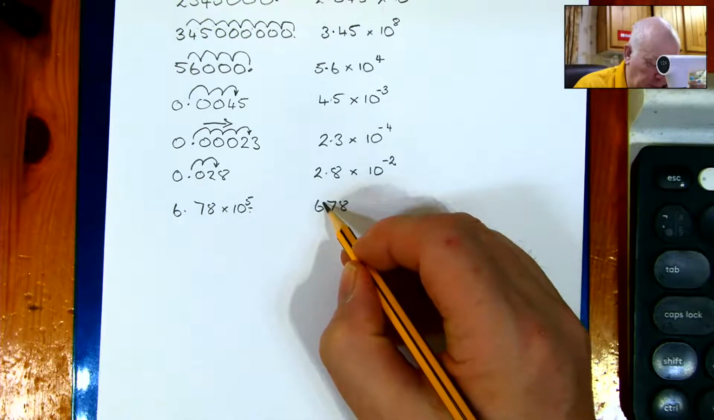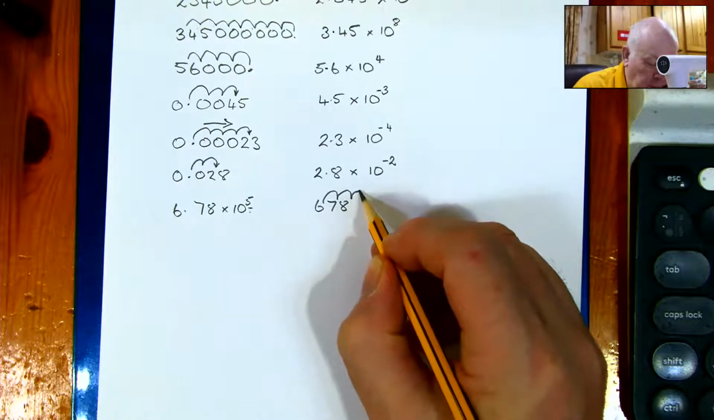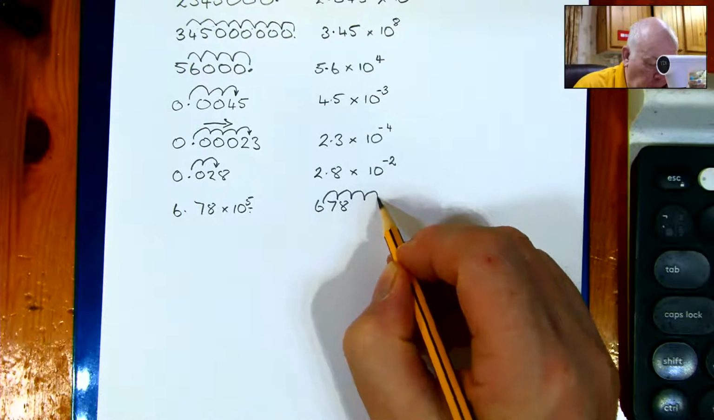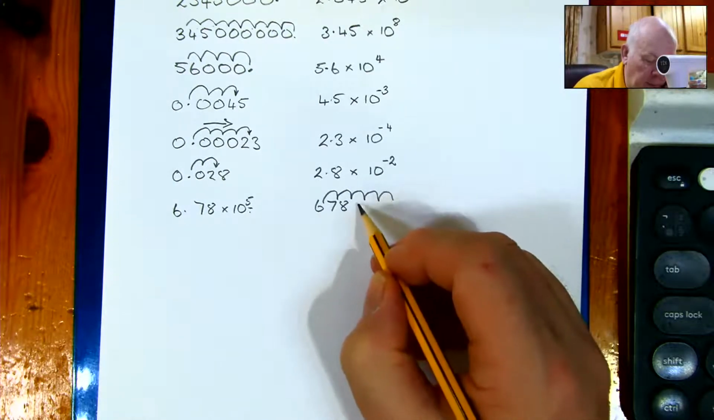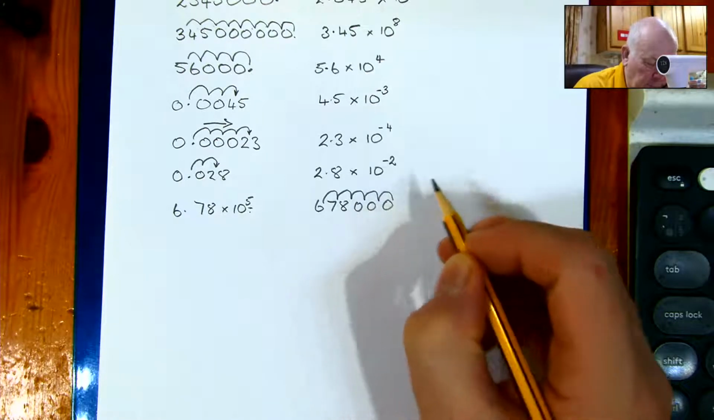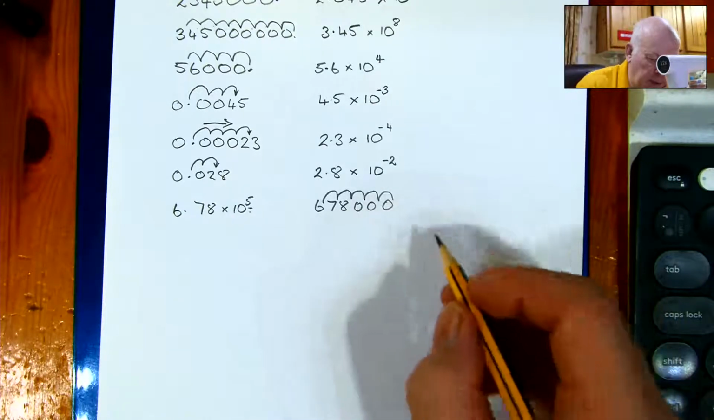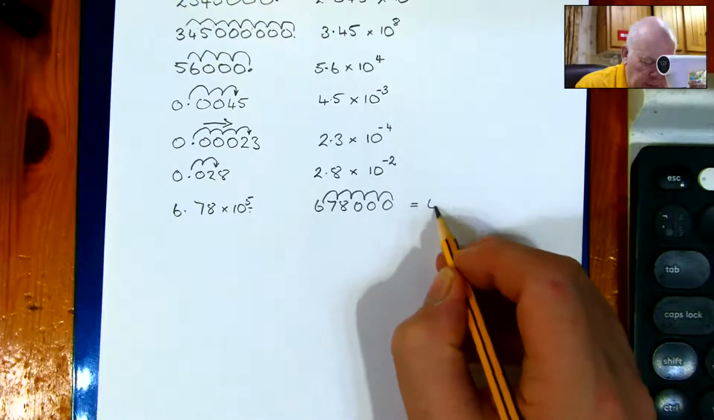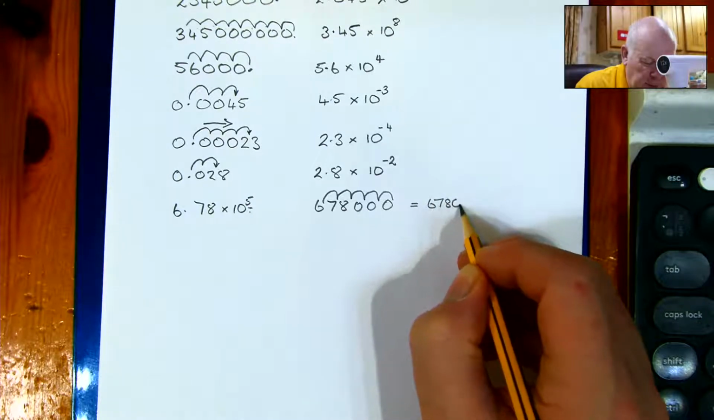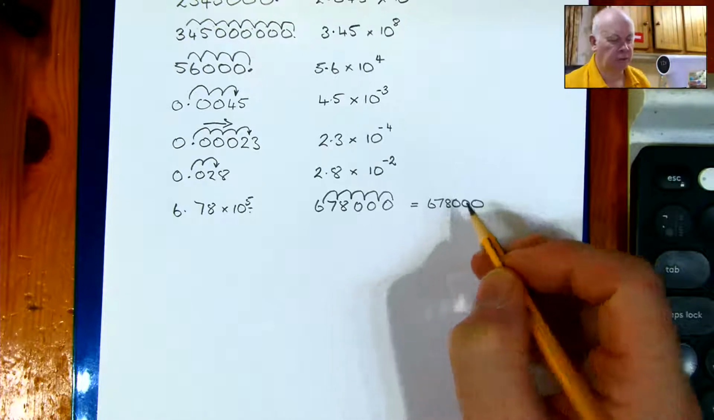So we're going to start off, it's here. 1, 2, 3, 4, 5. Now where I've put my hoops, I'm going to put zeros. And what we have is my number, and we can write that out neatly, 678,000.